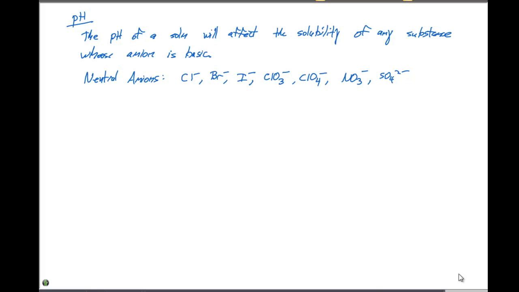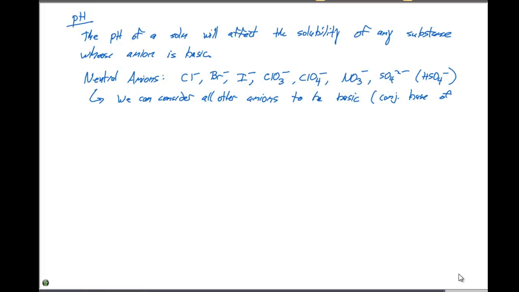In addition, since H2SO4 is a diprotic acid, we can also consider HSO4- to be a neutral anion. So these are the neutral anions, and from this we can consider all other anions to be basic, because they're going to be the conjugate base of a weak acid.